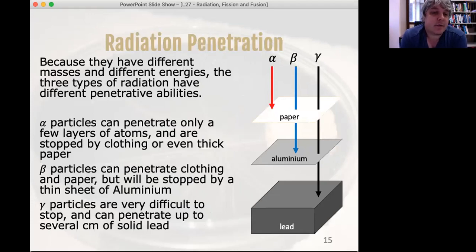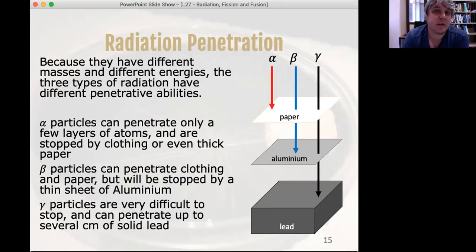Because they have different masses and different energies, the different types of radiation have different penetrative abilities. That means they can go different distances through different materials. Alpha particles are quite large. They are helium nuclei. They've got 2 protons and 2 neutrons. That's quite a lot of mass. Even if they are highly energetic, that's still a big object.